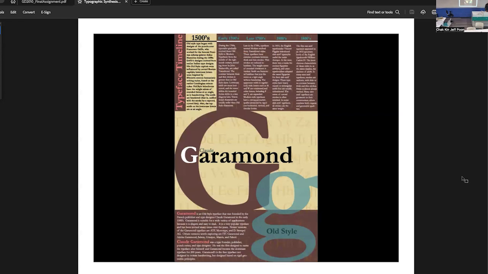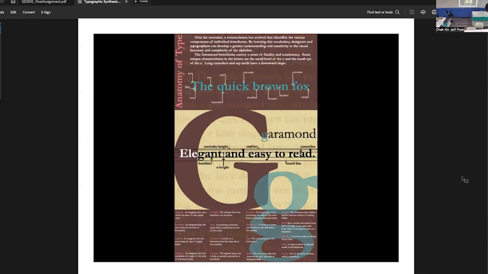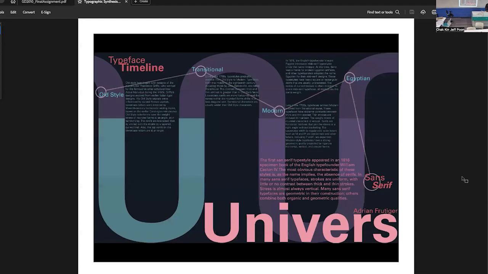Another one, Garamond. You should know what Garamond belongs to. Another lovely one is Universe. So what does Universe belong to?